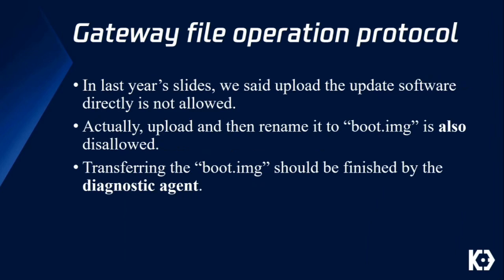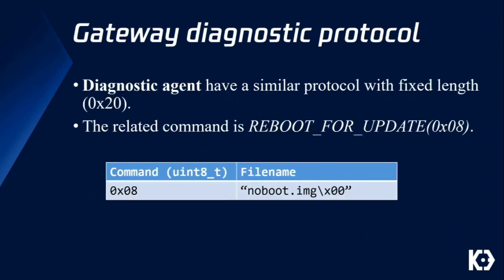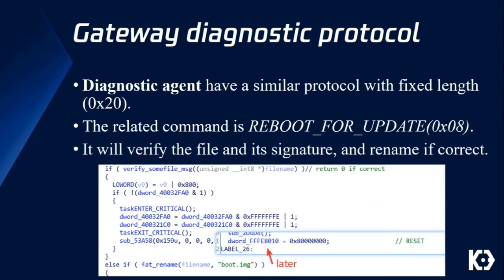This should be done by a diagnostic agent. The diagnostic agent also runs its own protocol. We call it the gateway diagnostic protocol. This protocol has a fixed length of 32 bytes, and the related command to transfer update software is reboot for update. It only has one argument, which is the file name. And in the related section, it will verify if the file is correct. You can see it here. It verifies some message using the algorithm we previously talked about, and renames the file if the content of this file is correct and signed by Tesla.